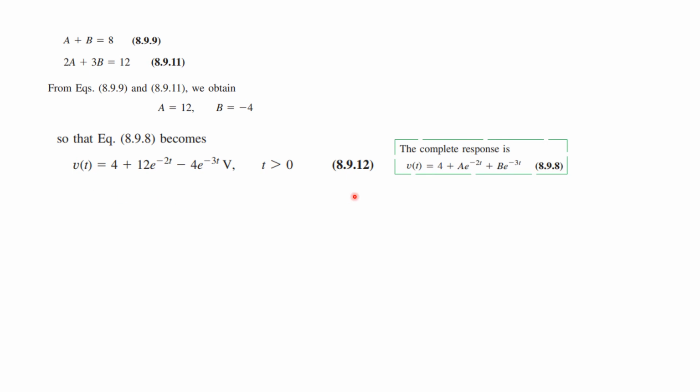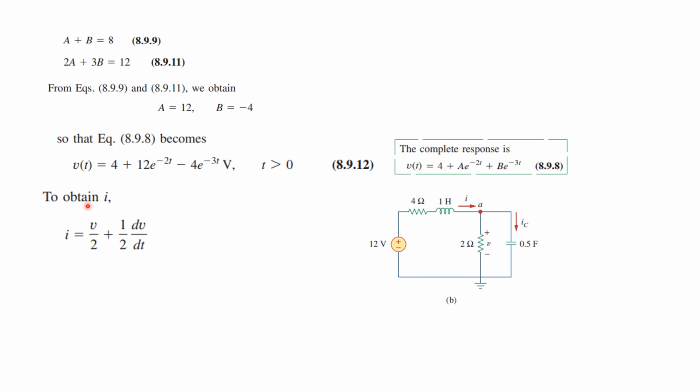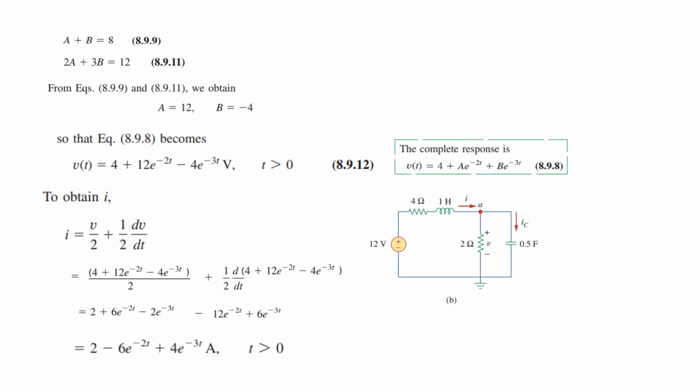Now the question has also asked to find the final equation for current. So to obtain I, we know this was the formula for I. So I'll just plug in this value for V. So this term, putting in the value here, divided by 2, and half dV/dt. So differentiating and solving, this will become the first part, and this after differentiation will become this, and so simplifying, this is the final answer for current.